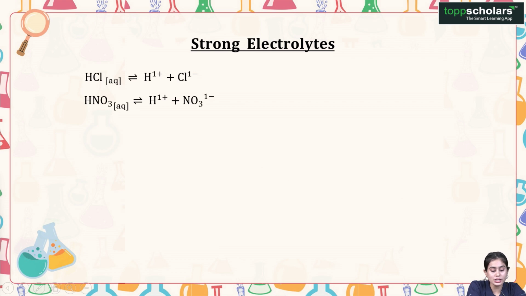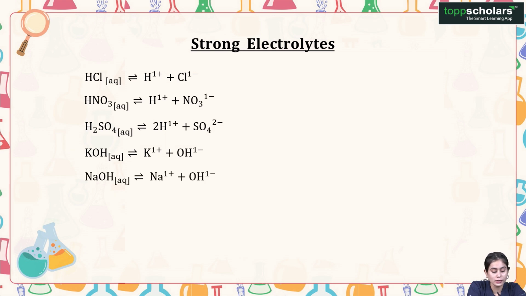Correct? HNO3 will form H1+ plus NO3 1-, correct? H2SO4 will form what? 2H1+ plus SO4 2-, okay? KOH will dissociate to form K1+ plus OH1-. Then NaOH will dissociate to form Na1+ plus OH1-, okay? Lithium hydroxide LiOH will dissociate to form Li1+ plus OH1-. Okay, so these are all the strong electrolytes and how they dissociate.